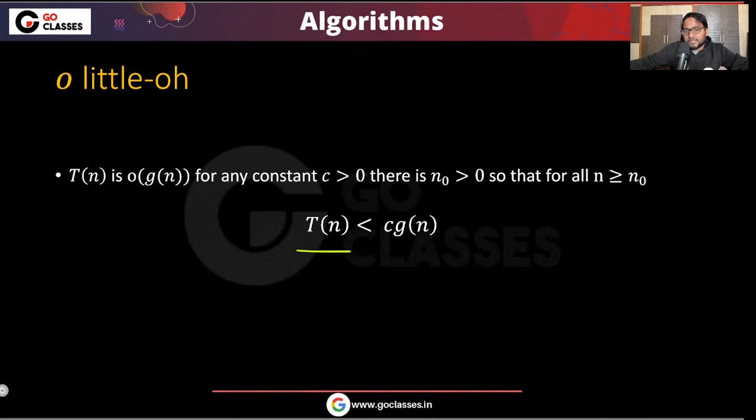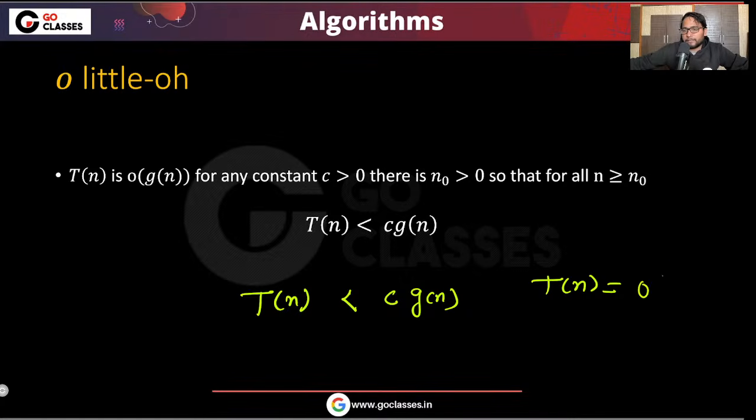Here we say that for two functions, earlier we were saying lesser than or equal to, but if it is strictly lesser than C into g(n), then we say T(n) is equal to little o of g(n). Now you tell me, between n square and n cube, can I say that n cube is strictly greater? Yes, right? So that's why I can write little o.